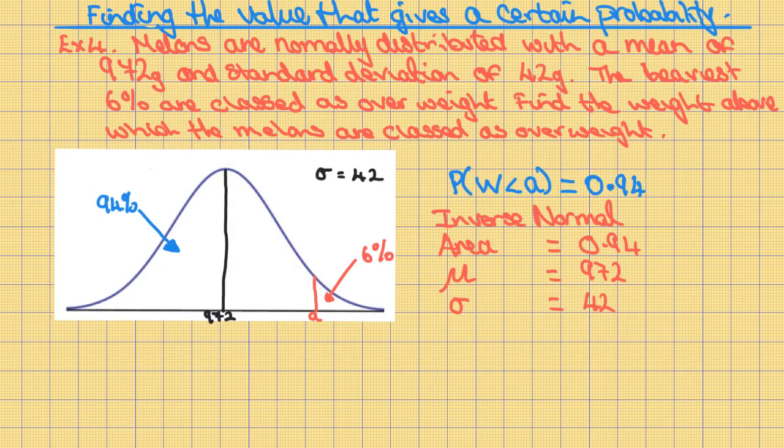We use the inverse normal function on the GDC. Our area is 0.94. The mean, mu, is 972. The standard deviation, sigma, is 42. That gives us a value of A of 1037.3 grams. That means 6% of the melons are above 1037.3 grams.